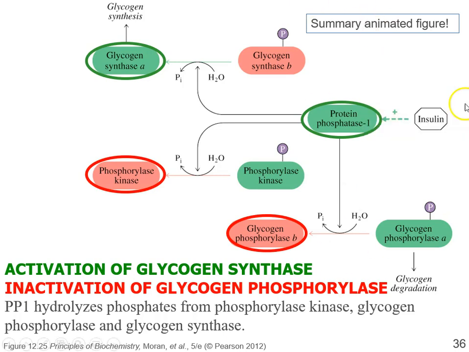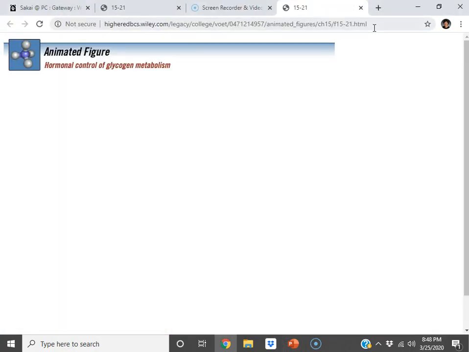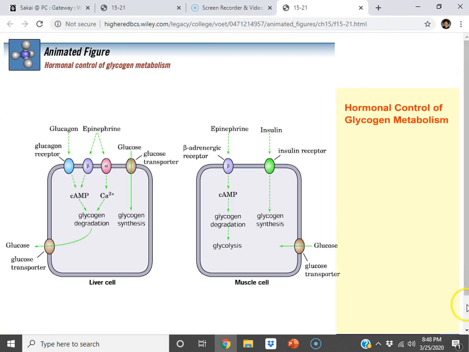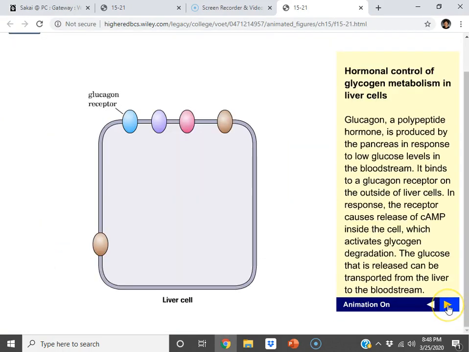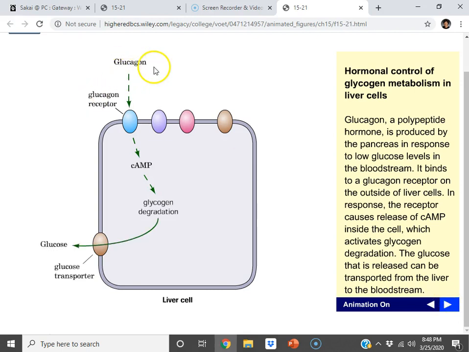So I have a little summary, a little animation right here. So let's go down here. Okay, so here we are in the liver cell. And if it's glucagon, we must be fasted. So glucagon binds to its receptor, activates the G protein, activates adenylate cyclase. Adenylate cyclase catalyzes the synthesis of cyclic AMP. Cyclic AMP activates protein kinase A and puts together that cascade we talked about. Glycogen is degraded all the way to glucose, and glucose leaves.